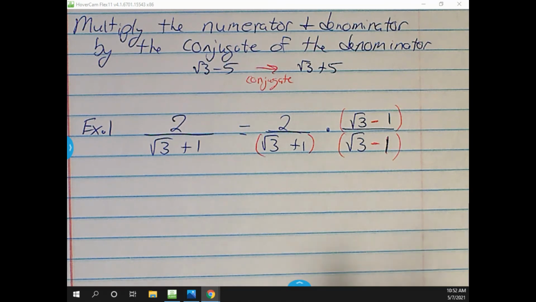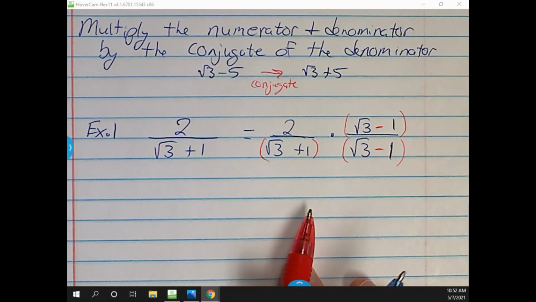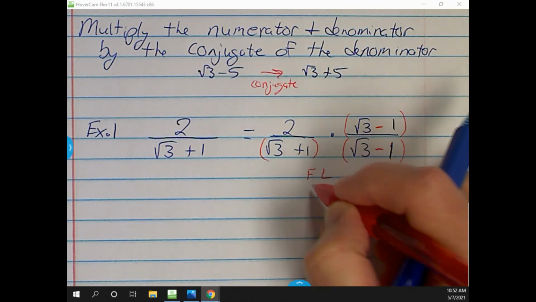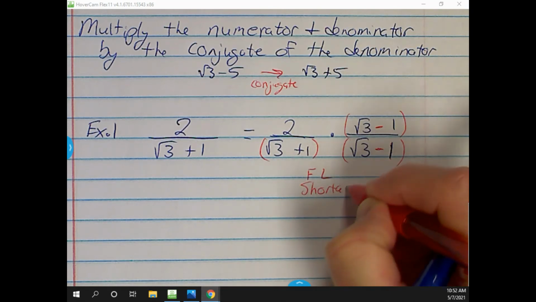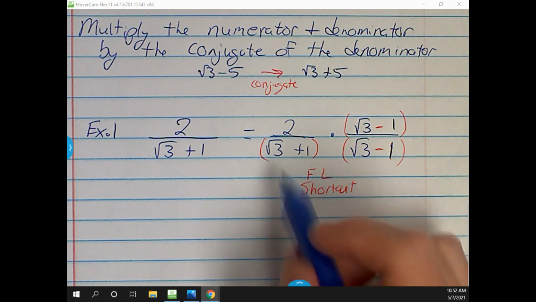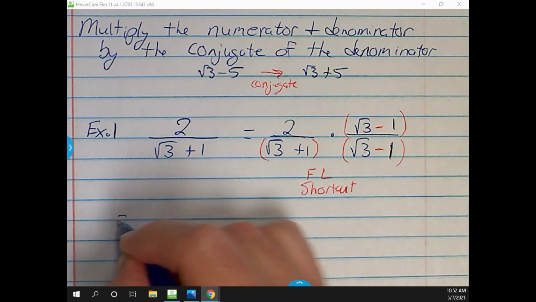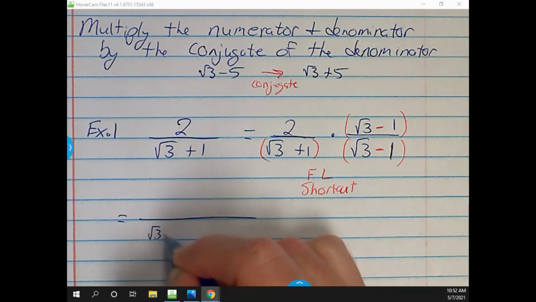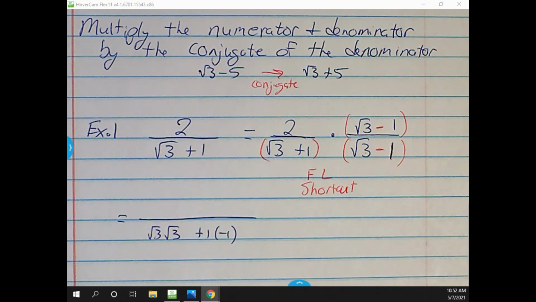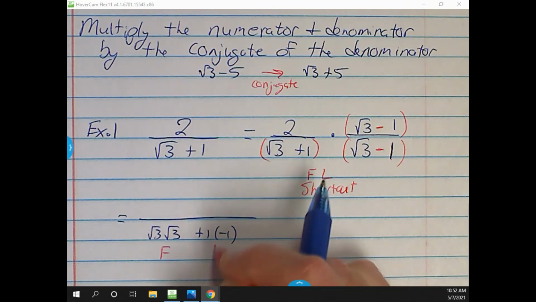Okay, on the bottom part. The reason we did this is that the other day we said if we do the conjugate on this one, it's a foil shortcut. So really it's just the first times the first and the last times the last. The O and the I cancel each other out because of how this thing is set up. So all we're going to do for this one is square root of 3 times square root of 3, and then positive 1 times negative 1. So there's your first times your first and your last times your last.